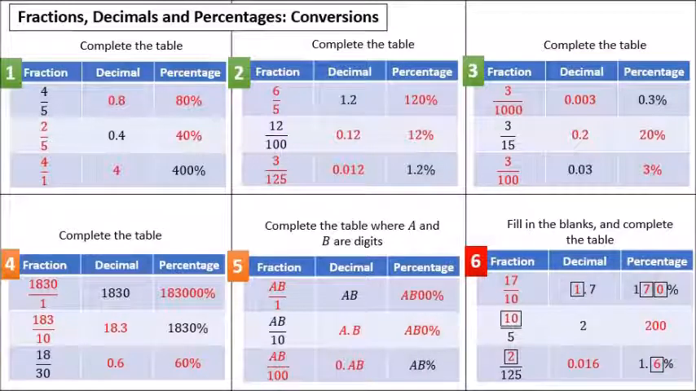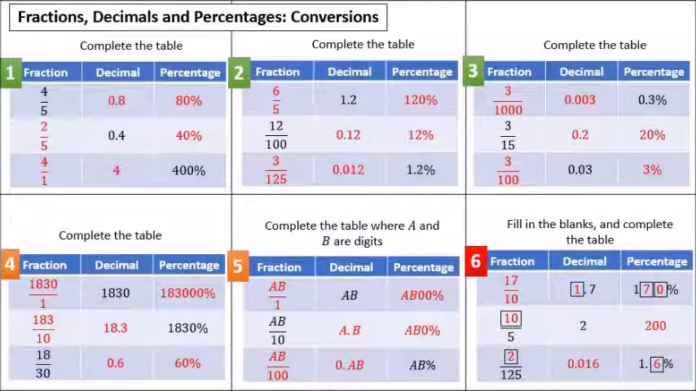For the next one, 2 is the same as something over 5. Well, something divided by 5 is 2, that something has to be 10, which makes sense. And then if you multiply that 2 by 100, we get 200%. Apologies for missing out the percentage sign there, but it is 200%.